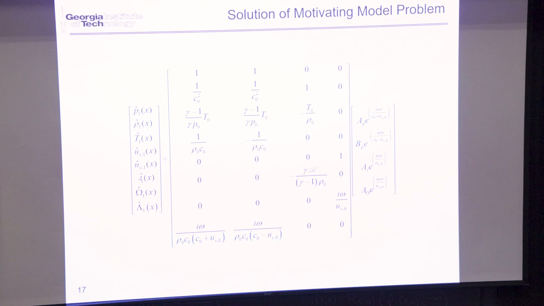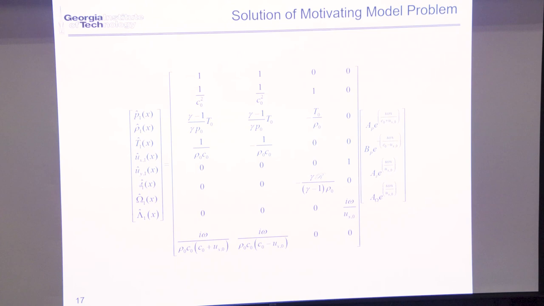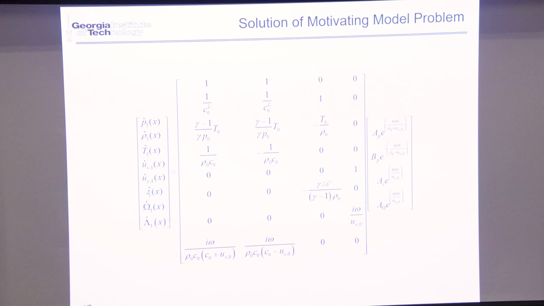And by the way, I have to say that for this problem, you can learn a lot, but you have to be really a little bit careful about the velocity because of my assumptions of 1D. But in essence, what this is telling you is that acoustic wave that's shooting upstream and downstream is creating velocity disturbances.